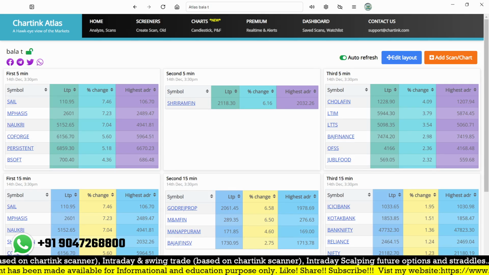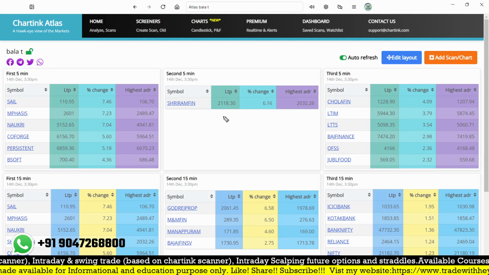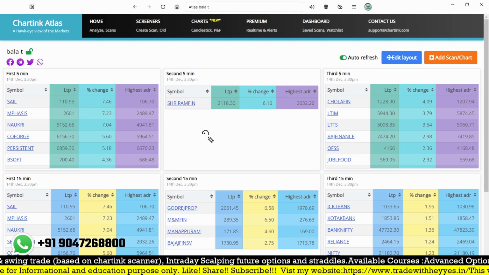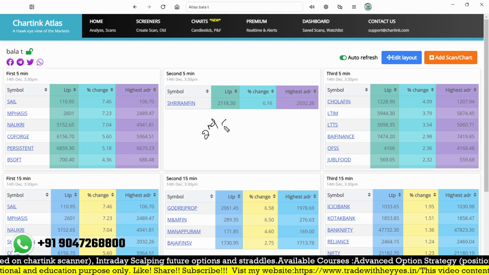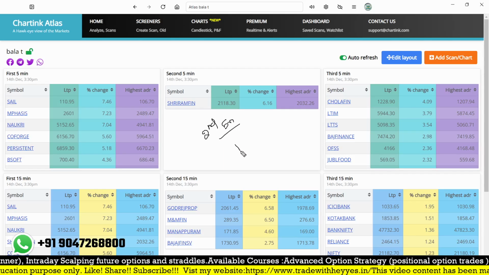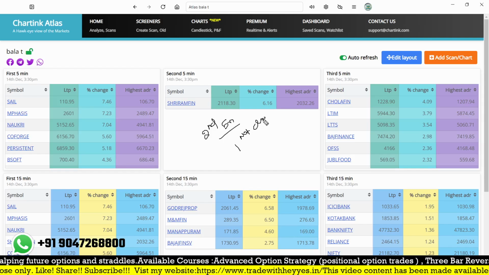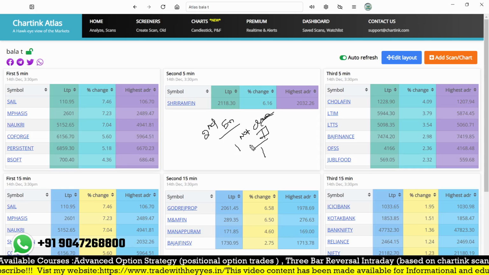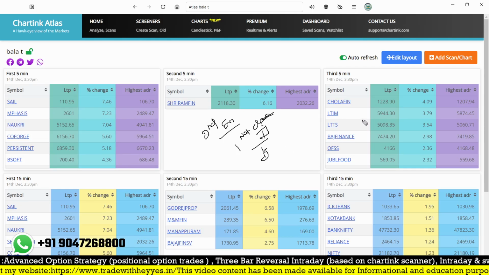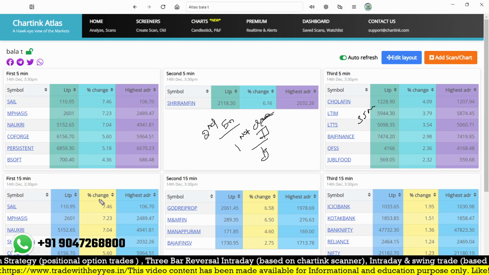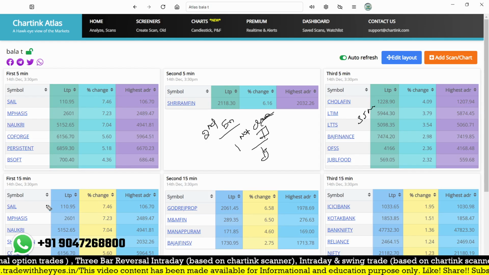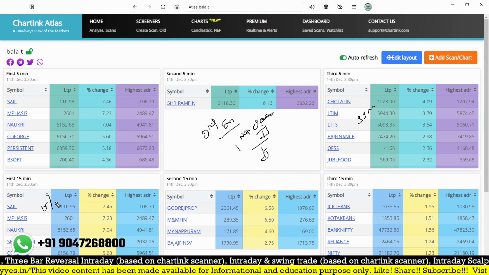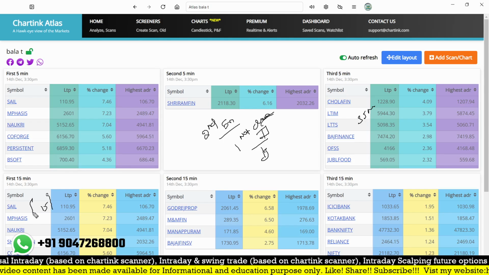It never repaints. And similarly, the second scanner I use is for the second 5 minutes candle, which closed above, while the first one is not closed. The first one is less than, and the second one is greater than. That is how I use the condition. And third, this is the third 5 minutes candle, and here we are looking at the first 15 minutes.